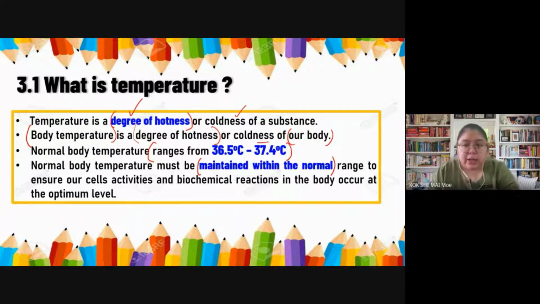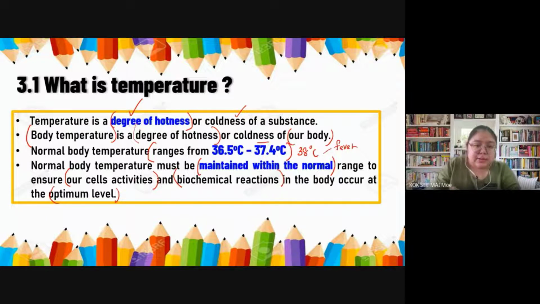That is okay, to ensure that the cell activity and biochemical reactions in our body are at the optimum level. If your temperature is still in this range, the cells in our body can still maintain their activity at normal; they are never too active. So we can say we are still normal, we don't have any disease. But if you are over, for example 38 degrees Celsius, it means you already have a fever.